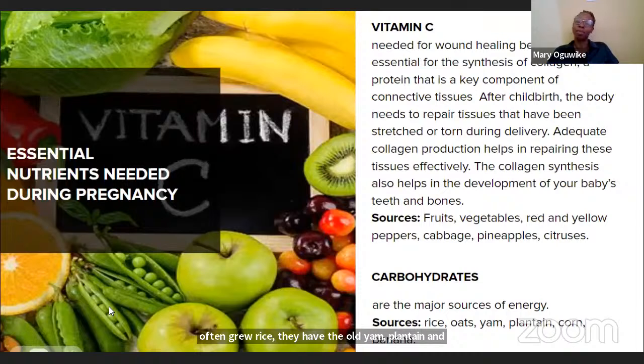So I hope we've all learned the sources of these essential nutrients, so you're able to tell your siblings or your sisters or your cousins, okay, you need vitamin C, this is the source of vitamin C. You need iron, this is the source of iron. You need folic acid, this is the source of folic acid that you can include in your diet.